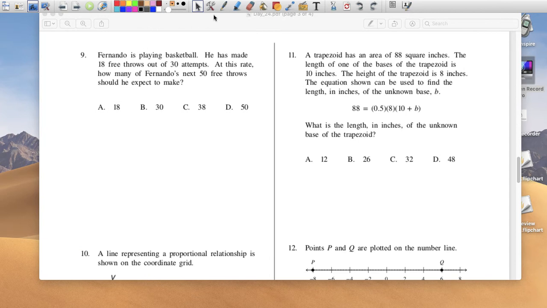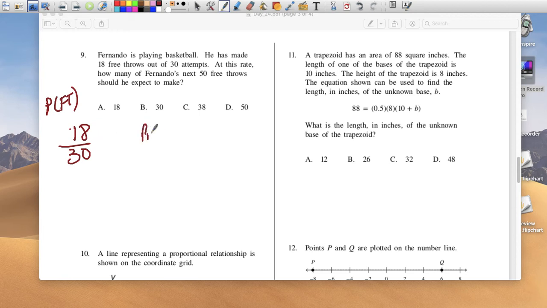Nine, Fernando's playing basketball. He has made 18 out of 30 attempts. At this rate, how many of Fernando's next 50 free throws should he expect to make? So right now, he's shooting this much. He makes 18 out of every 30. All right, so that's the probability of him making a free throw. It's 18 out of 30, so that's his probability.